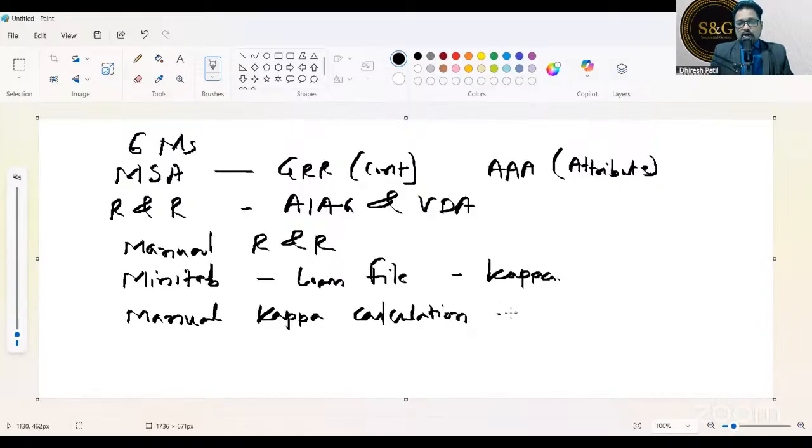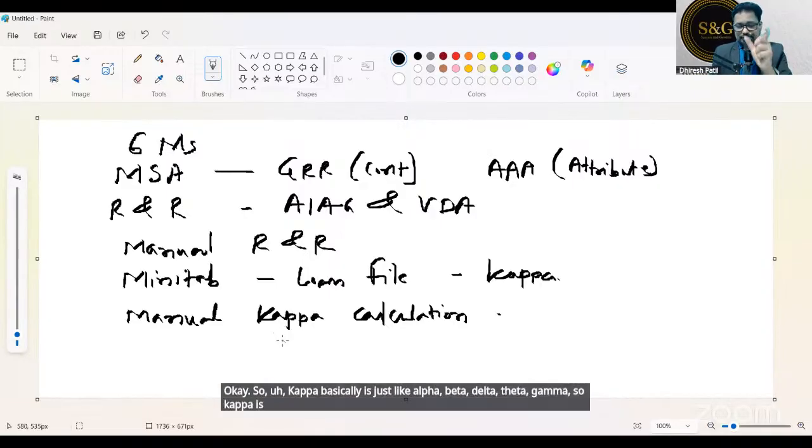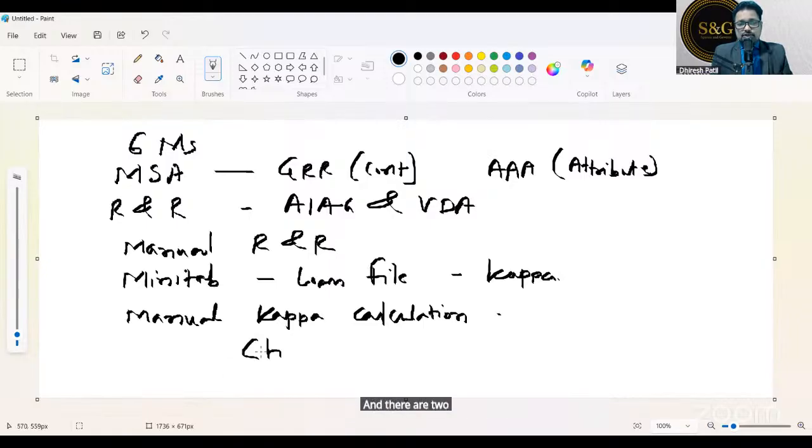So kappa basically is just like alpha, beta, delta, theta, gamma. Kappa is also a Greek letter. And there are two statisticians, basically: one is Cohen, who started this kappa calculation. The other statistician is Fleiss. These are two statisticians who contributed heavily to this kappa calculation. Okay, so this is what we have covered today.